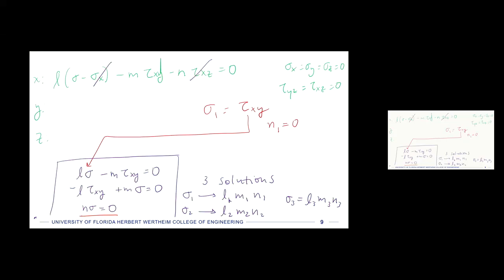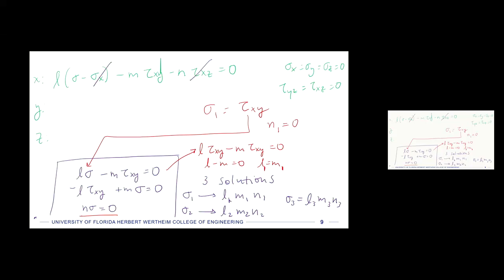And so if we look at the first expression here, when we plug it in, we'll have L times tau xy, that's our first solution, minus m times tau xy equals 0. There's tau xy in both terms. So L minus m equals 0. L equals m, right? And this is for the ones. So L and m are the same.